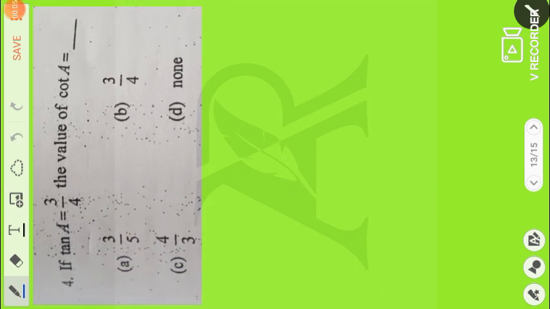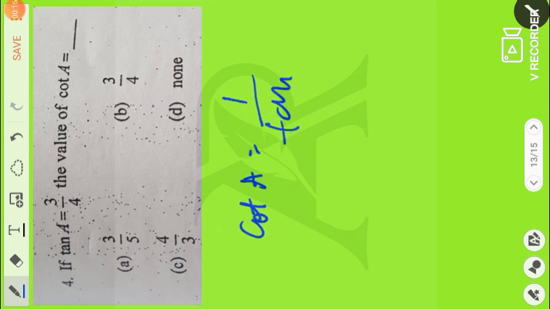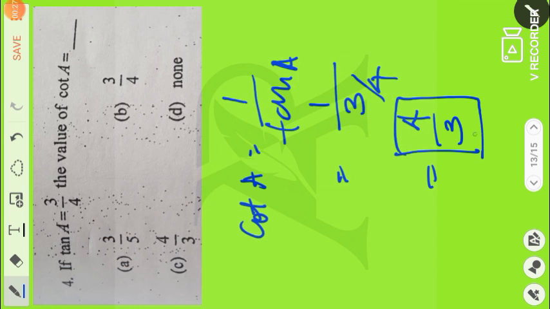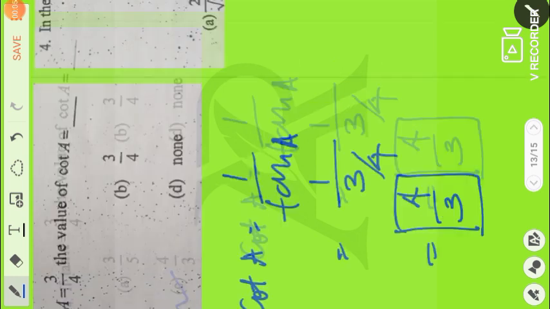If tan A equals 3 by 4, the value of cot A equals dash. We know that cot and tan are reciprocals. Therefore, cot A equals 1 by tan A, I can write. They have given the value of tan A as 3 by 4. I will substitute that. Tan A is 3 by 4. If I take 4 up, it will become 4 by 3. Therefore, the value of cot A is 4 by 3. Let us see the options. See option C, 4 by 3. That is the correct answer. Let us see the next question.